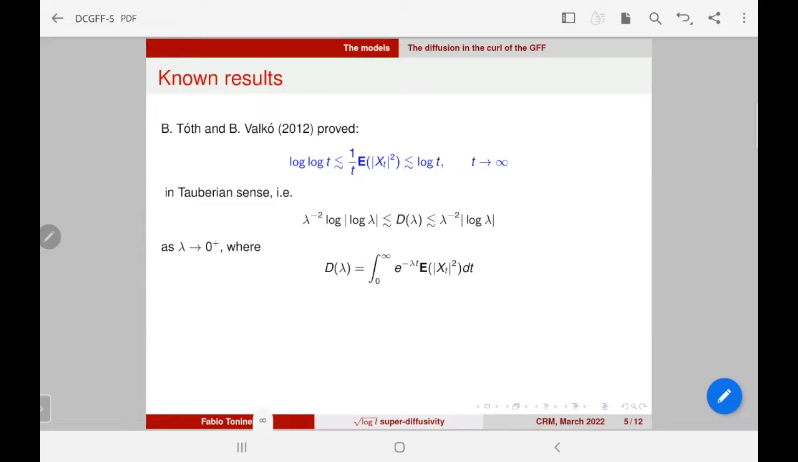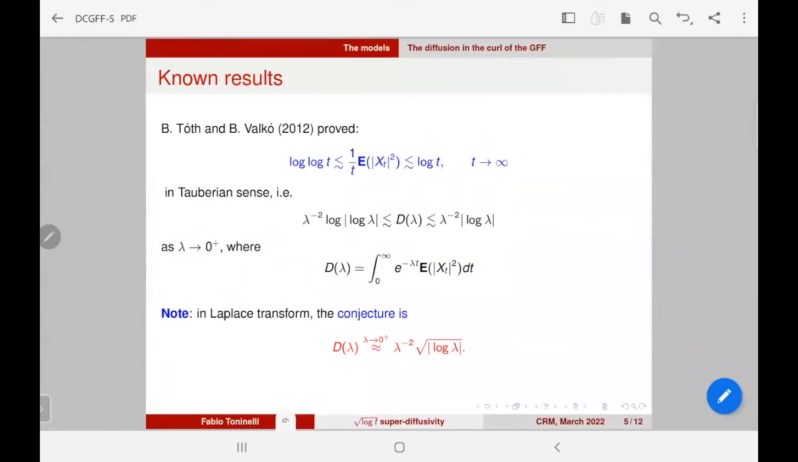As usual in this business, these results are proven in a Tauberian sense. What one is able to handle more easily is the Laplace transform of the mean square displacement, which we denote as usual D of lambda. This D of lambda is easier to control directly than the mean square displacement. What they actually proved was that for lambda small, which corresponds to large time, this D of lambda behaves like 1 over lambda squared times corrections which are at most log and at least square root log in lambda. So think of the result in blue, but actually what is proven is the thing in black.